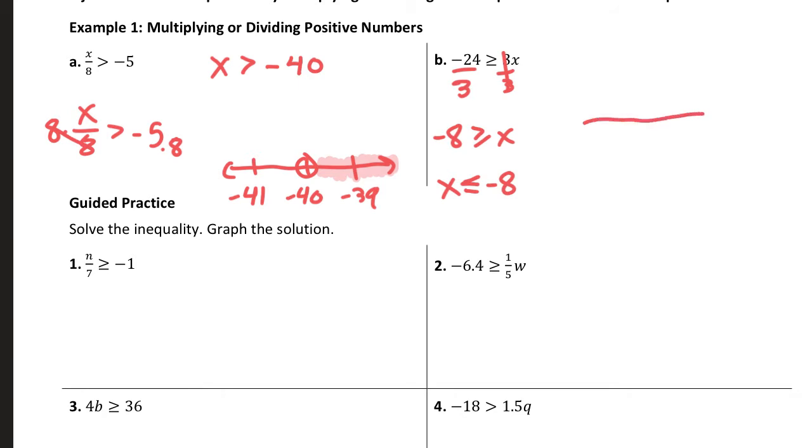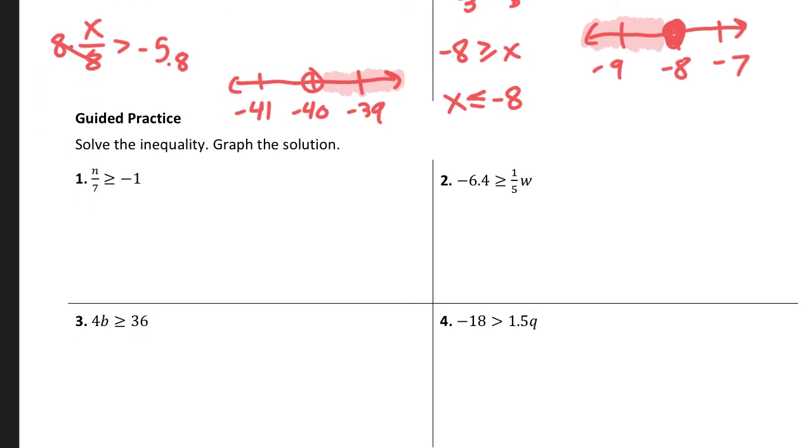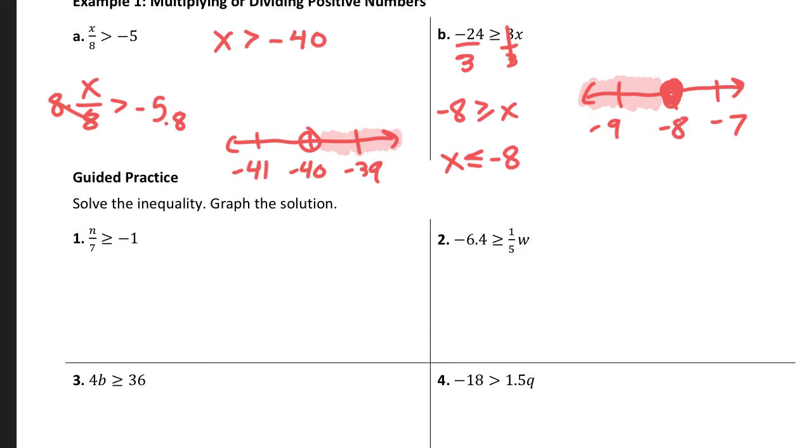So for me to graph this one, 3 points, negative 9, negative 8, negative 7. It's less than or equal to, so that means a closed circle. And less than, I am going to shade to the left. So I'm shading on the left of that inequality. Okay? So, either multiplication or division right now. That's all we're focusing on. You got to know whether to multiply or divide.